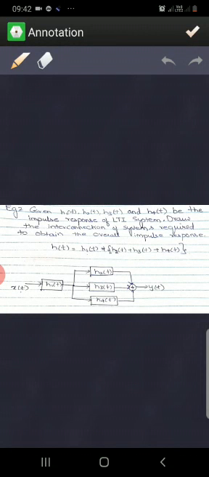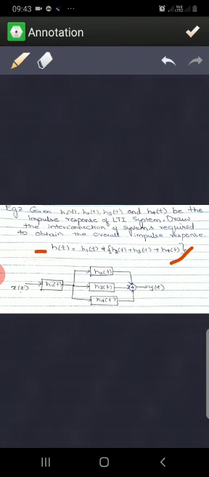So there are two ways of asking the question. The first way is they give the block diagram and you have to write the impulse response. This is the other way of asking a question, where the overall impulse response expression is given to you and you have to draw the block diagram.